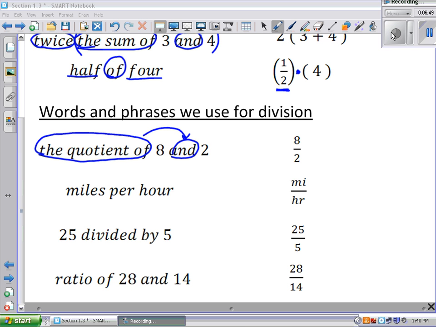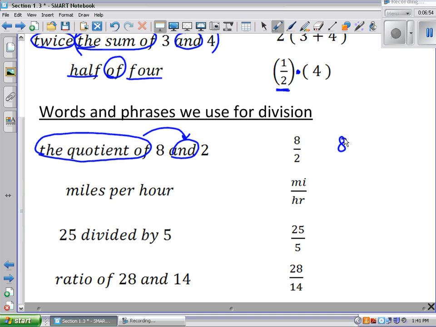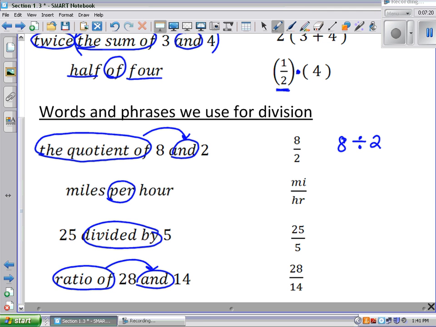When we're doing the division problems, we can write them as fractions as they are in your workbook, or the quotient of 8 and 2 could also be written as 8 divided by 2. Miles per hour. Per tells us what we're dividing. Miles on top, hours on bottom. 25 divided by 5. Again, 25 on top, 5 on bottom. And the ratio of and tells us where we're dividing. 28 divided by 14. So those are words and phrases we use for division.